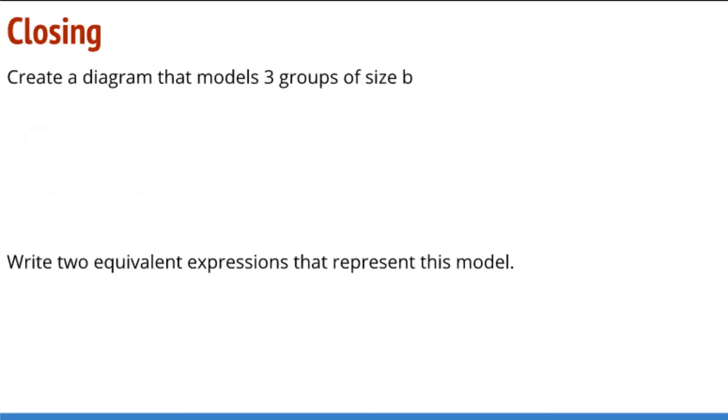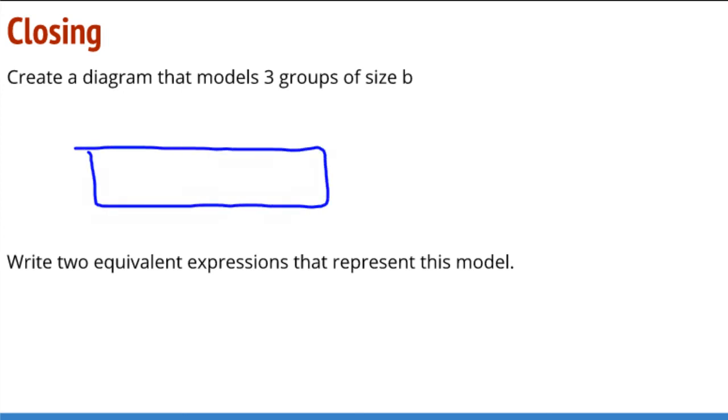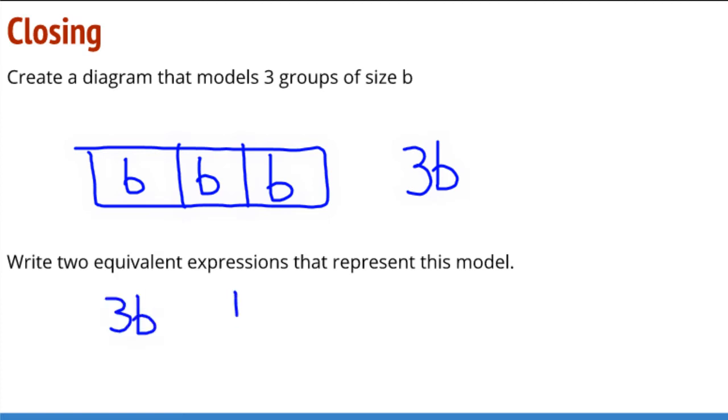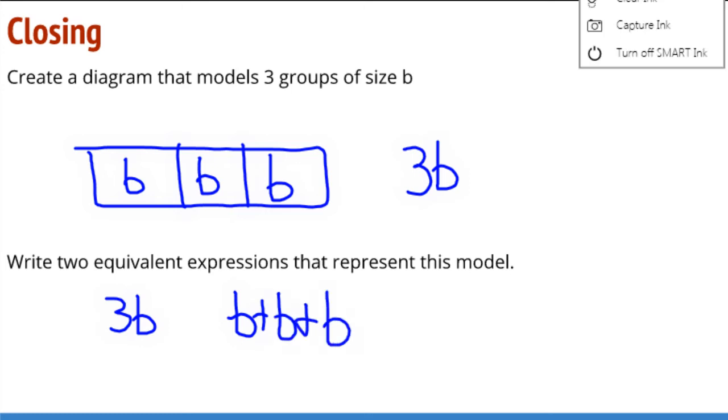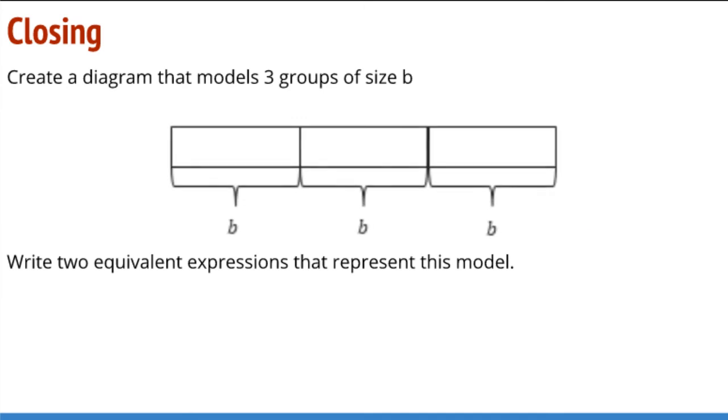All right, so quick closing here. Create a diagram that models 3 groups of size b. So I need 3 groups of whatever b is. So 3 groups, and each one of them is b. So I've actually got 3b. Oh, there's one of my expressions right there, 3b. Or I can have b plus b plus b. So there's a model, there's some expressions.